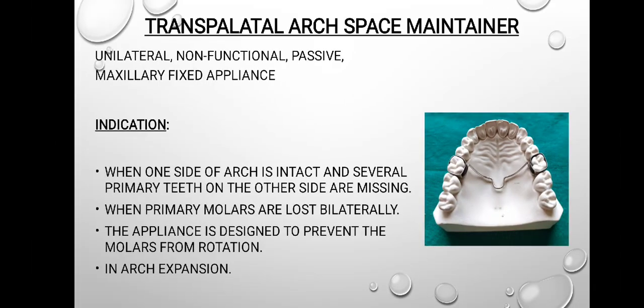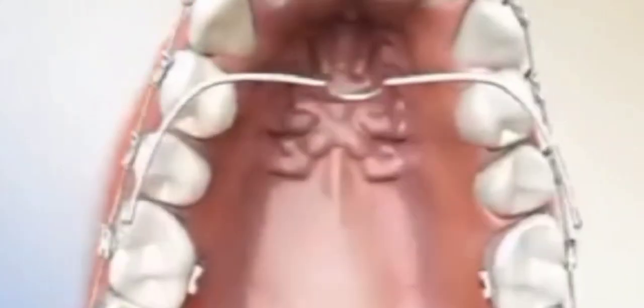Now we will have a look at the transpalatal arch space maintainer. It is a unilateral, non-functional, passive, maxillary fixed appliance. Indication: when one side of the arch is intact and several primary teeth on the other side are missing, or when the primary molars are lost bilaterally. The appliance is designed to prevent the molars from rotating and to allow arch expansion. Now we will have a look at the video.